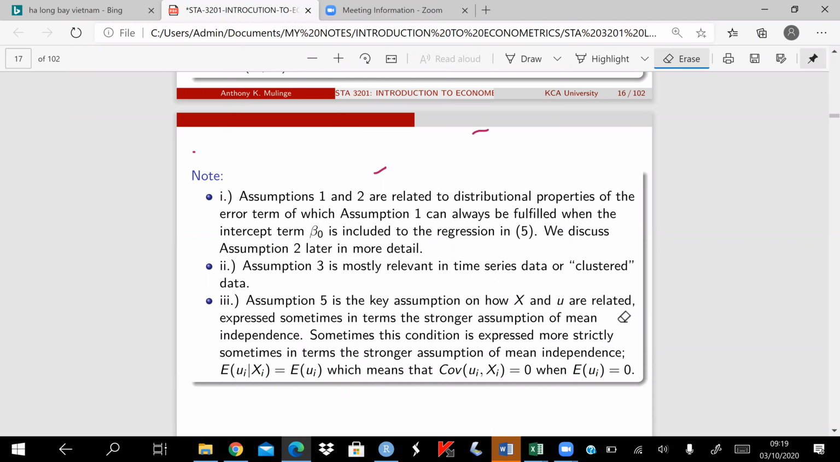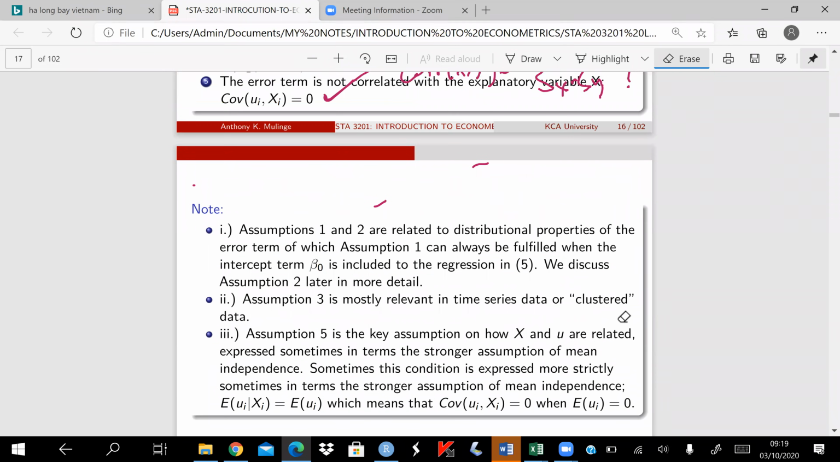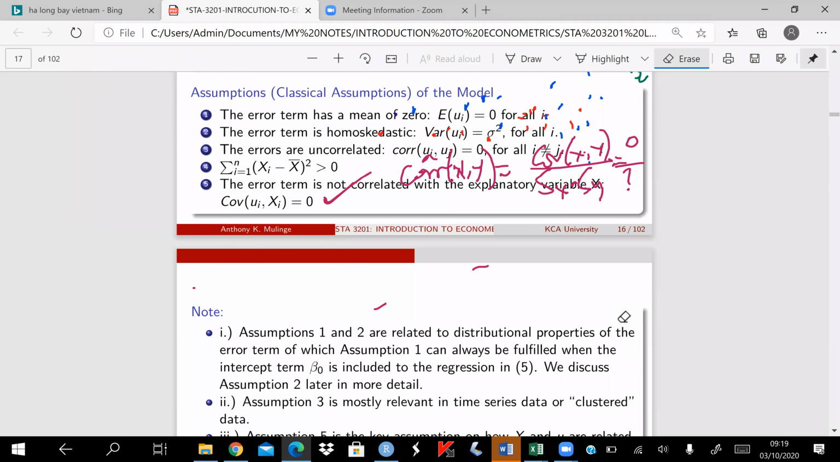Then the second note is that assumption number 3, that the errors are uncorrelated, is most relevant in time series data, or sometimes cluster data. We find that in most cases, when we're using data which is not time series or panel data, this problem is not persistent. But when you have time series and panel data, it is one of the challenges that you must deal with because the error terms are always correlated.